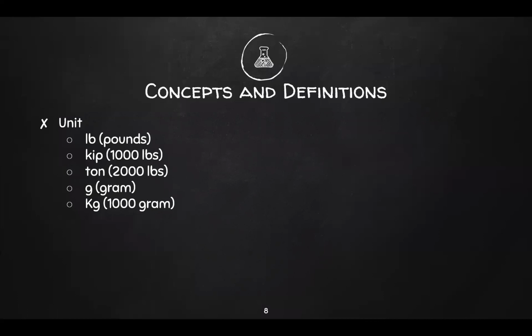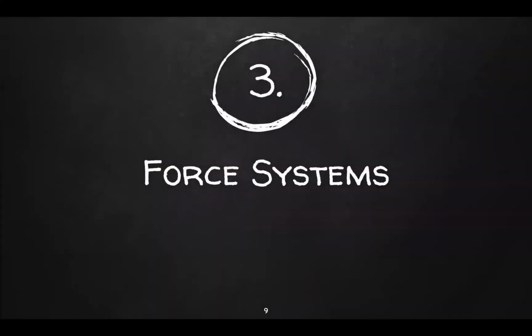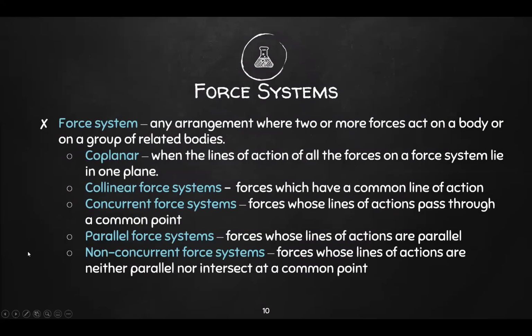So that's it for the concepts and definitions. Now let's talk about force systems. So a force system is any arrangement where two or more forces act on a body or on a group of related bodies. Under that, we have these types of force systems. First is your coplanar. So coplanar is when the lines of action of all the forces on a force system lie in one plane, hence coplanar, all of them in one plane.